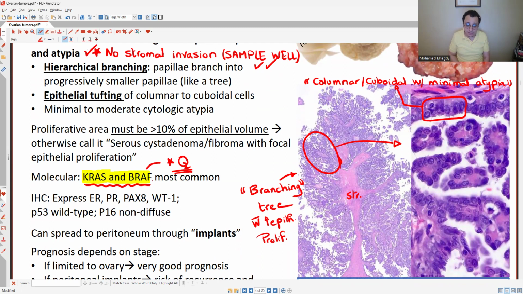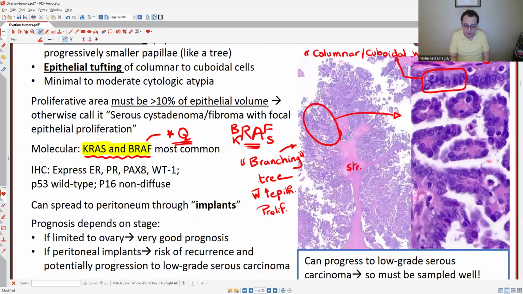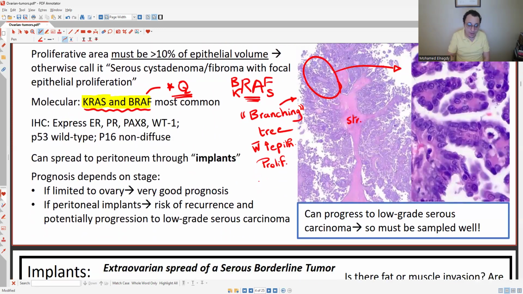The RAs, the two molecular mutations which exist in borderline serous. I call them the RAs because I always say BRAF, KRAS. They commonly exist together in a lot of tumors. So the RAs are there in the serous borderline tumor. Please make sure that you remember that.